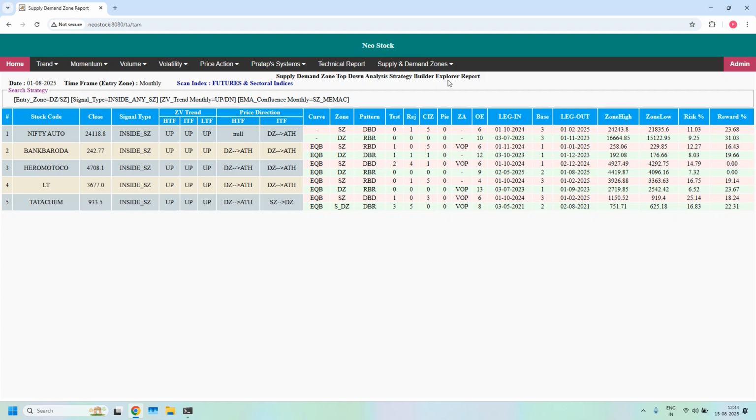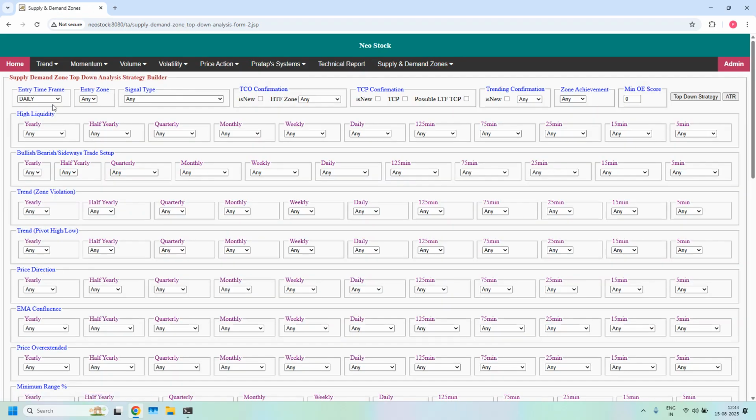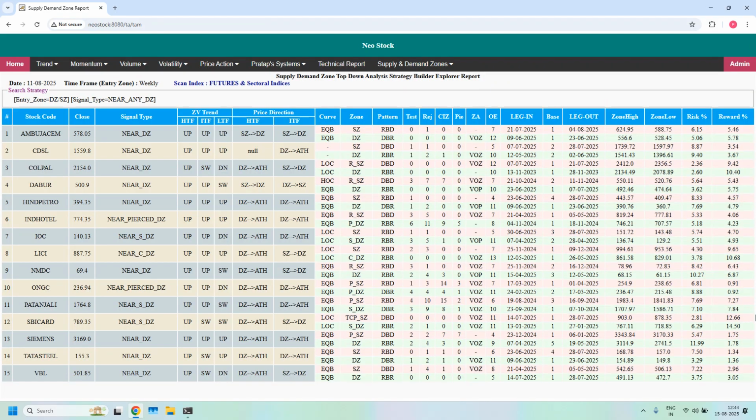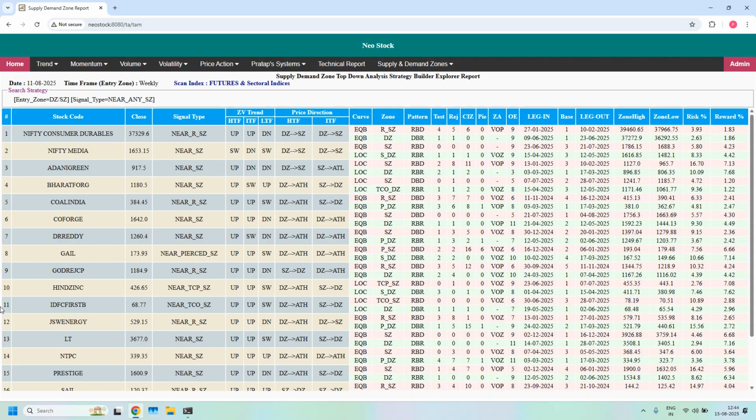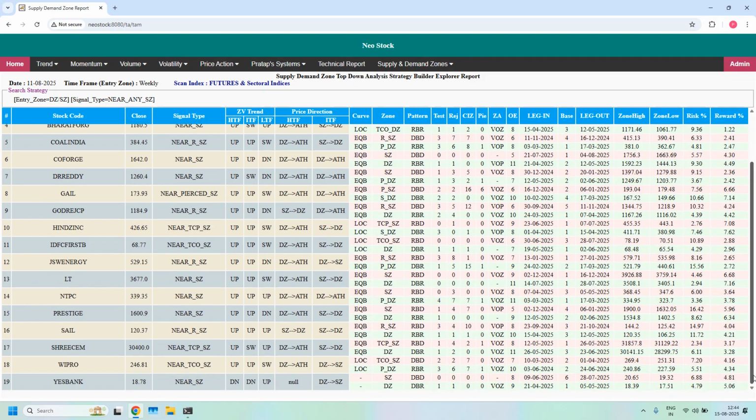Okay, the next time frame is weekly. Stocks near to the weekly demand zone, we got 15 stocks. Next, stocks near to the weekly supply zone. First 15 stocks in the list. Scrolling the list down. So total 19 stocks are filtered.